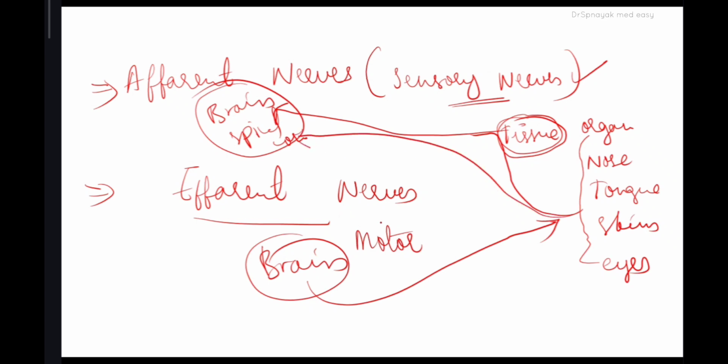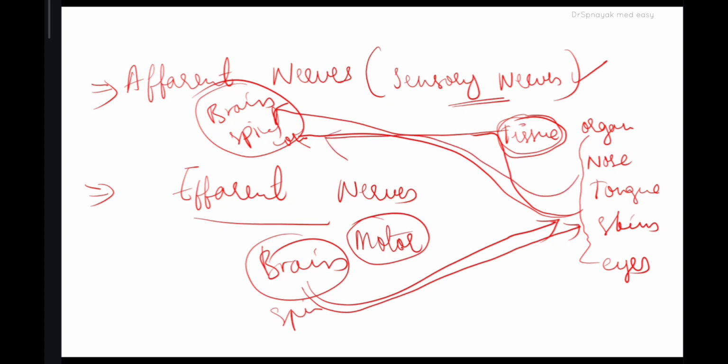And efferent nerves, which are also called motor nerves, what are they doing? They start from the brain or spinal cord, and they innervate the tissues. Always remember, sensory nerves are receiving information from the external environment, and motor nerves are sending information to the tissues for response. It is always a reply. Motor nerves are always giving a reply, and sensory nerves are always receiving information. This is simply called input into the brain, and this is output from the brain. I think you understood this basic terminology.